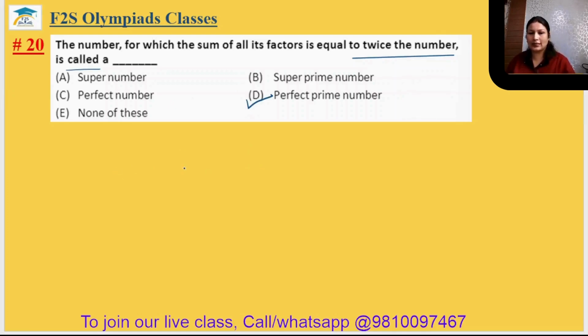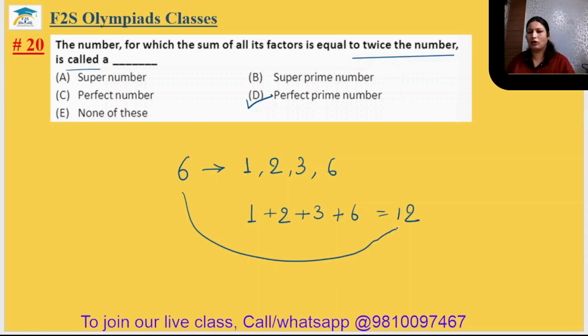You can understand it with the example 6. Factors of 6 are 1, 2, 3 and 6. If you add 1 plus 2 plus 3 plus 6, you will get 12, and it is double the number. 6 multiplied by 2 equals 12. So 6 is a perfect number. The 20th answer will be D.